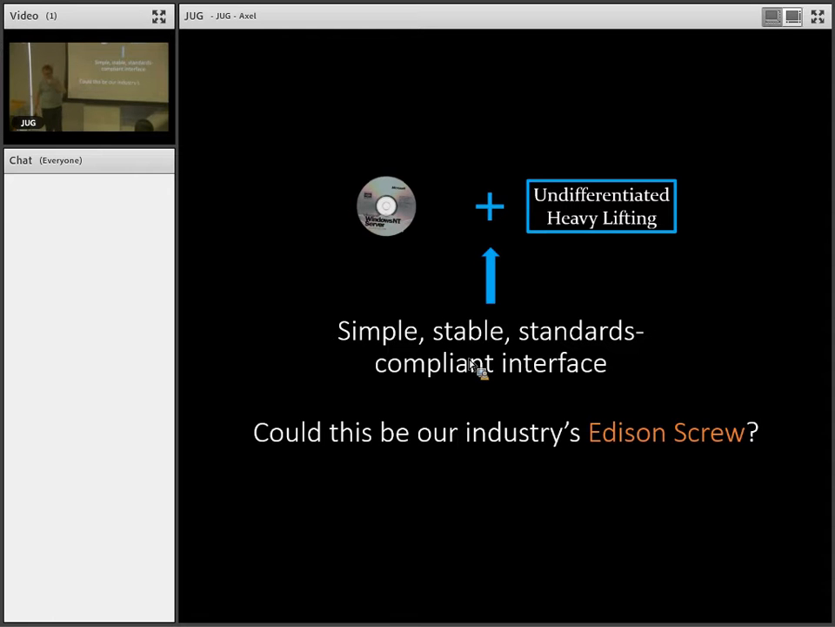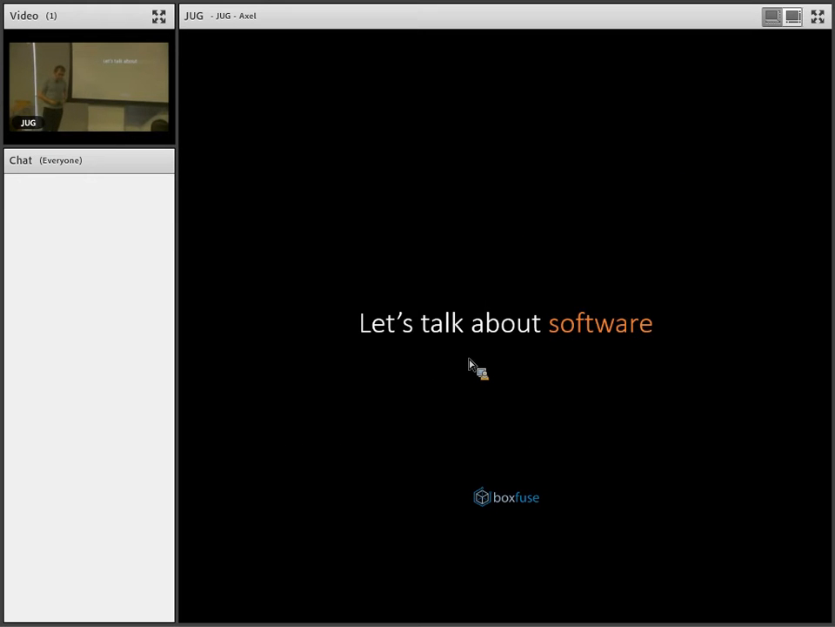And this is what I would like to ask you to think about. Could this be our industry's Edison screw? Something to think about. Because again, we want to be able to innovate where it matters for our customers, and we want to give them all the stuff we don't really care about, the undifferentiated heavy lifting. So let's move to the software side of things.